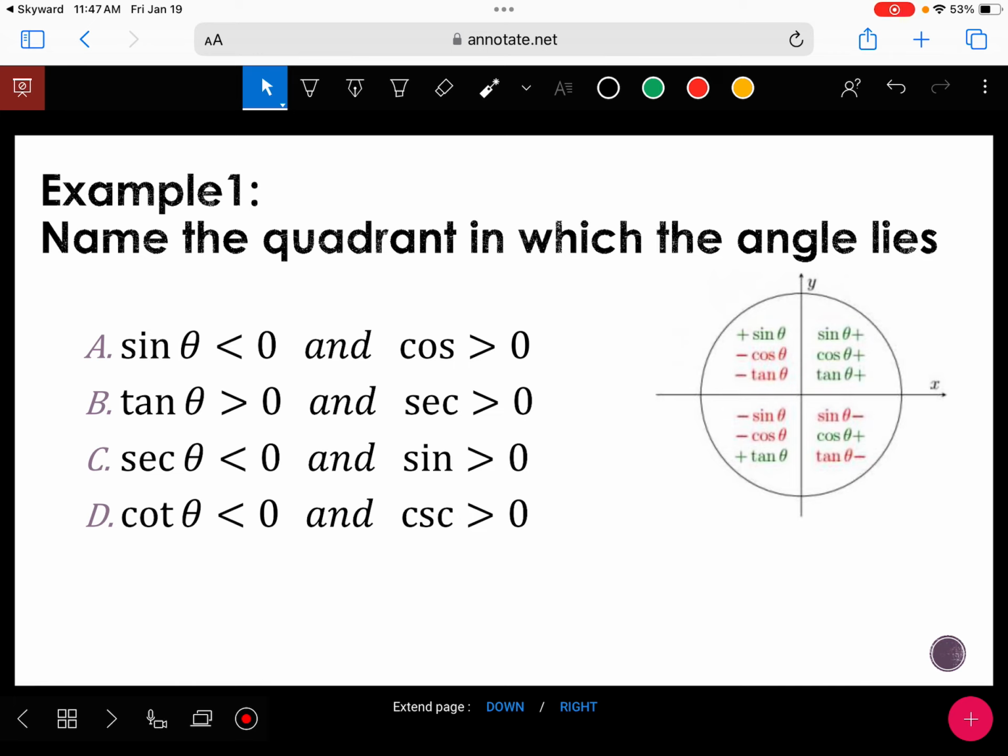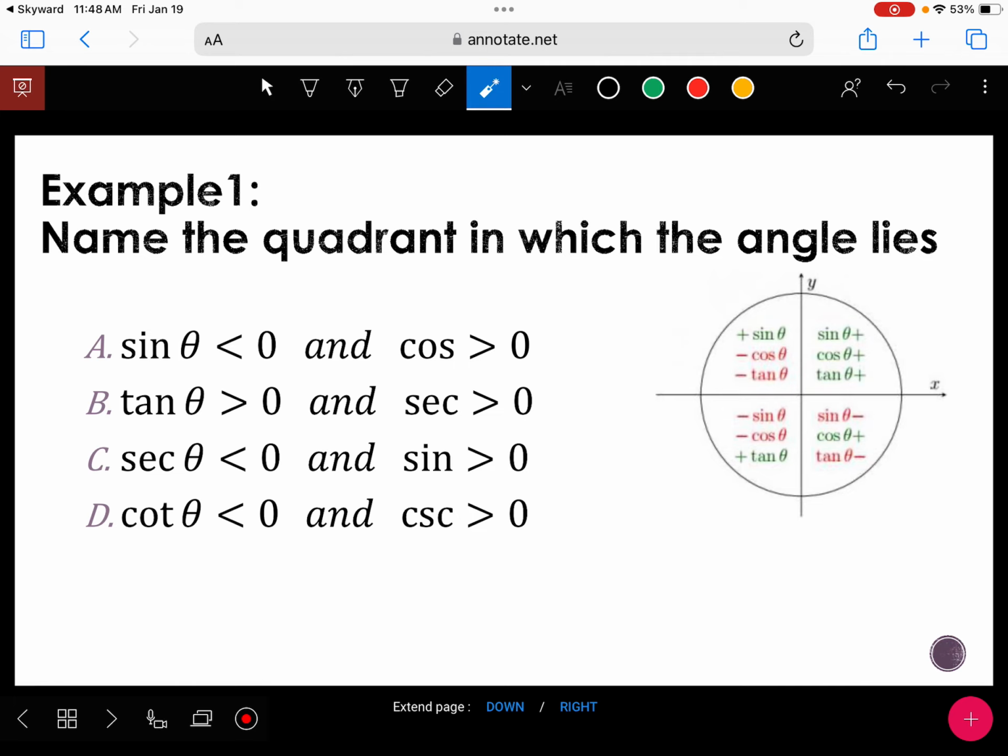So, it's sine of theta, is that less than or greater than? Less than 0. So, if sine is less than 0, does that mean it's positive or negative? Great. So when sine is negative, that means it's not positive. Is sine negative up here or down there?